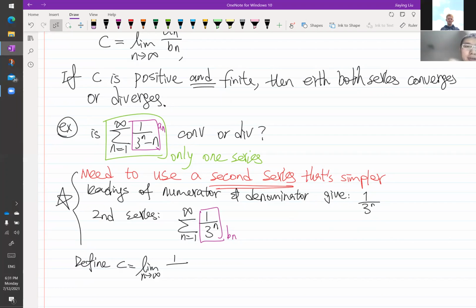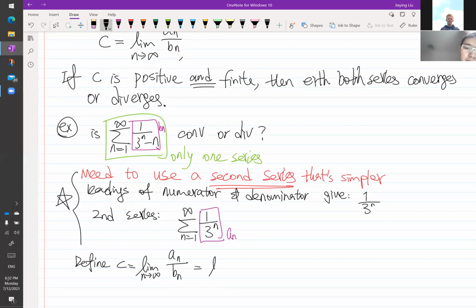I did it all wrong. Not all wrong. We did most of it right, but some part wrong. Let me take a step back. The series given I'm going to call Bn, and the simpler one that we came up with, we're going to call An. Then we're going to take the limit of An over Bn. That way it's easier to take the limit.